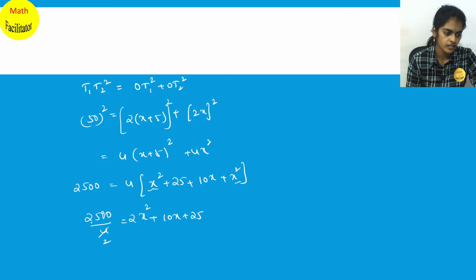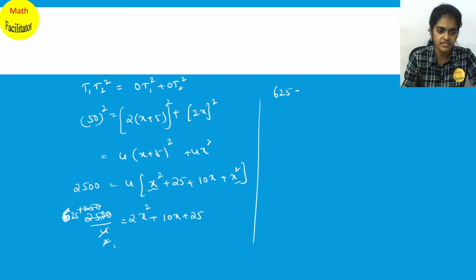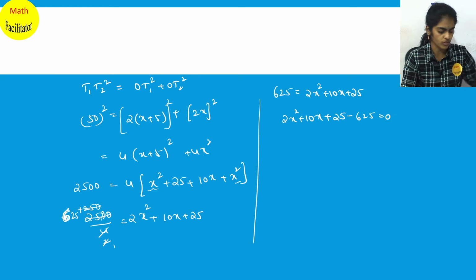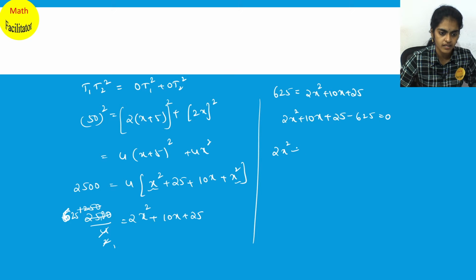So let's see here. 2 2s are 4, 5 0, and 2 1s are 2, 2 5s are 10, 2 6s are 12, you can take directly and you have 2 and 5. So you have 625 is equal to 2x square plus 10x plus 25, or 2x square plus 10x plus 25 minus 625 equal to 0. So this is the equation we got. Now 2x square plus 10x minus 625 minus 25 is 600 equal to 0.